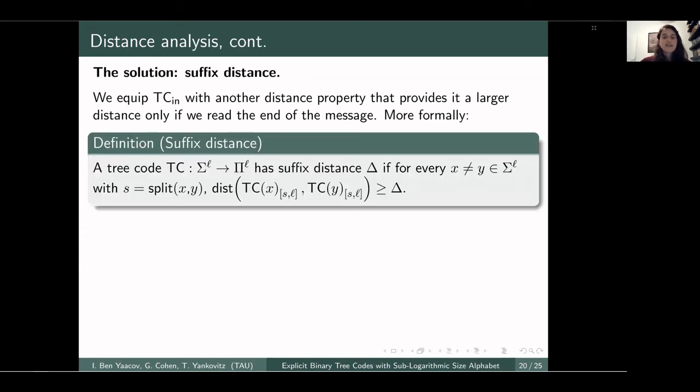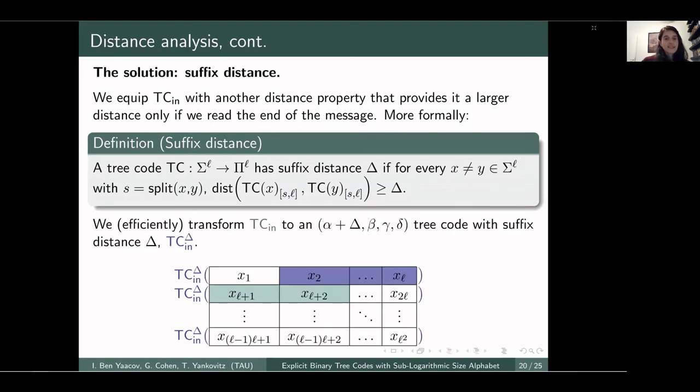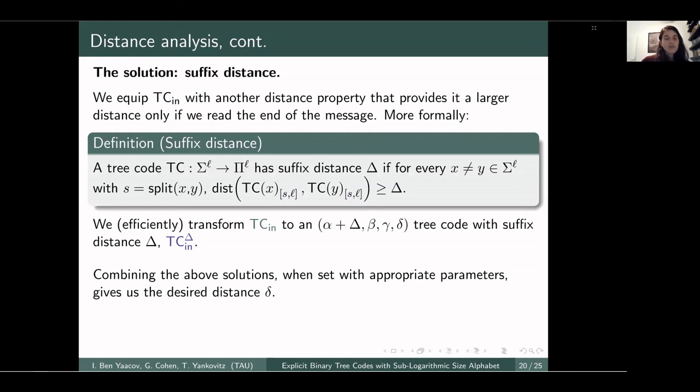More formally, we say that a tree code has a suffix distance of big delta if for every two distinct messages, the relative Hamming distance between the two evaluations, when we consider the substring starting from the split to the end of the encodings, is at least large delta. Hence, before applying it to the rows, we equip the input tree code with a suffix distance while paying a small factor in alpha. Combining the above solutions, when set with appropriate parameters, gives us the desired distance of delta.